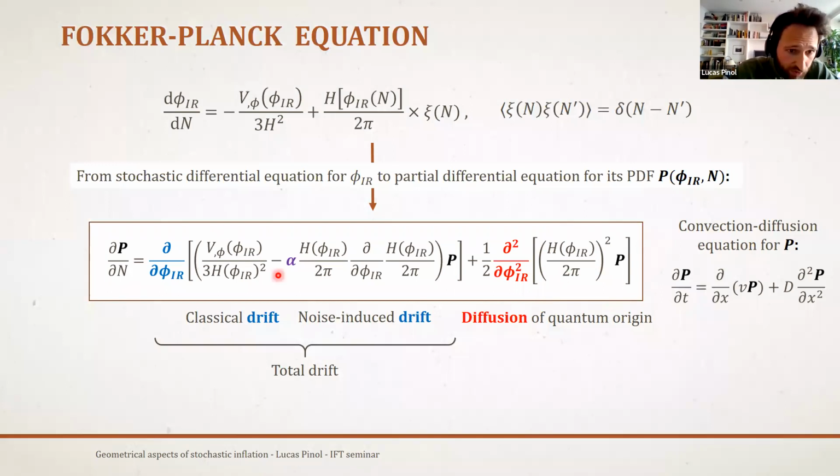Here we have the classical drift, which is just the usual slow-roll dynamics. And here we have a new term, which is a bit weird, called the noise-induced drift, and which will be important. I will come back to it in the following, in particular about this parameter α that does not appear here explicitly, but however is in the Fokker-Planck equation.